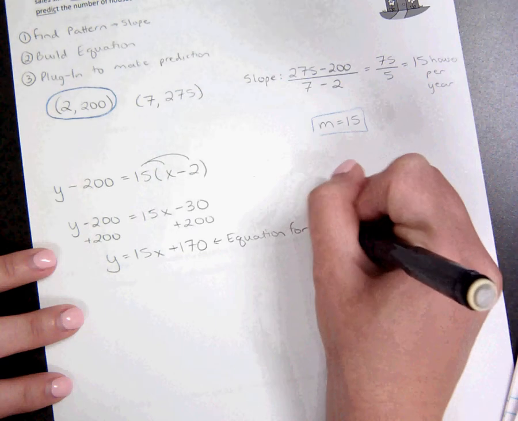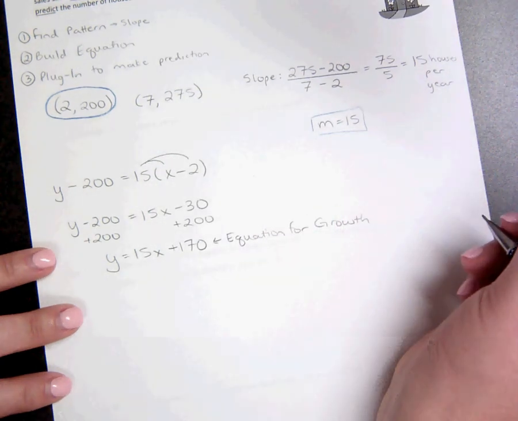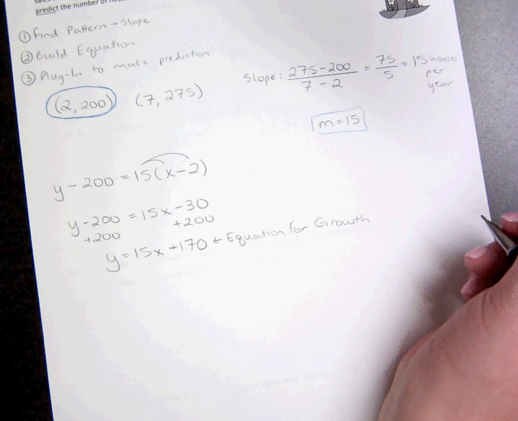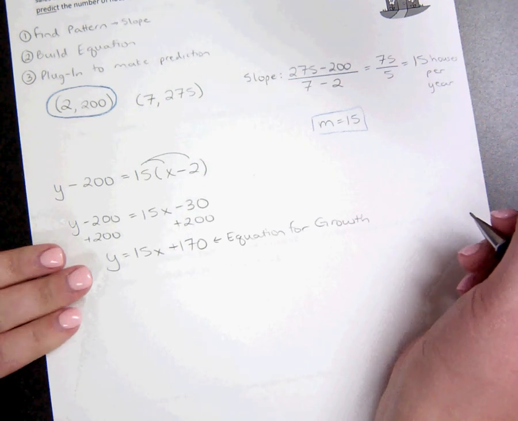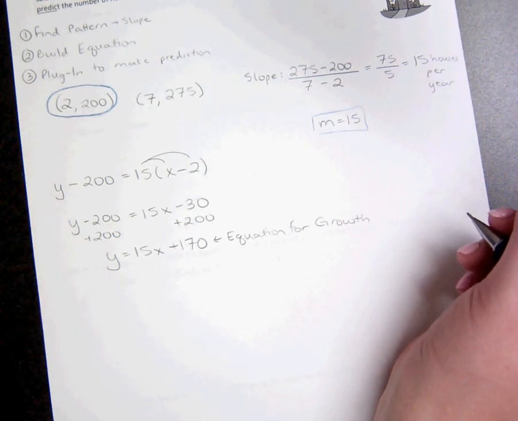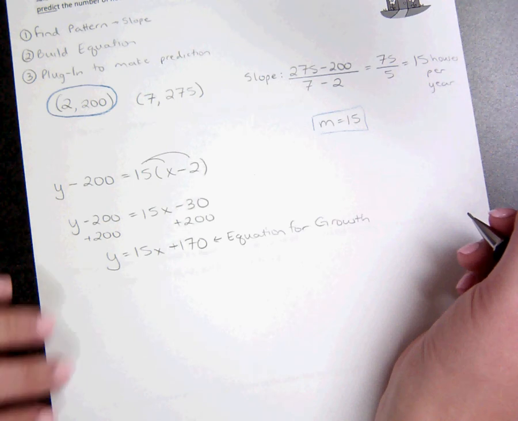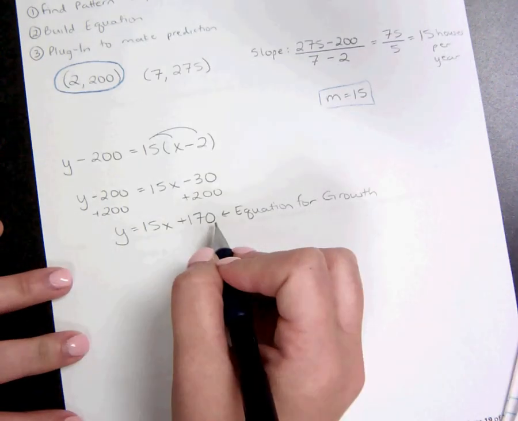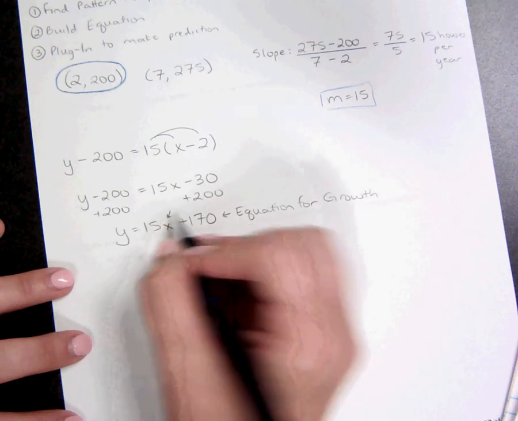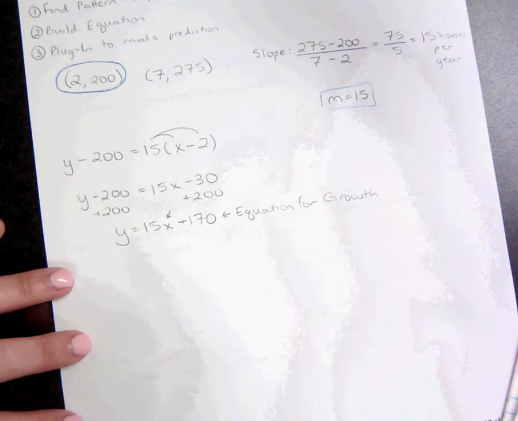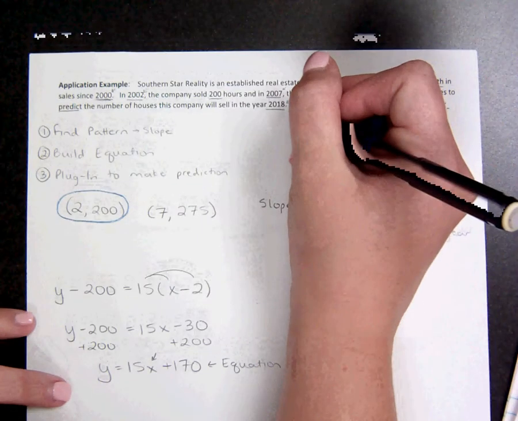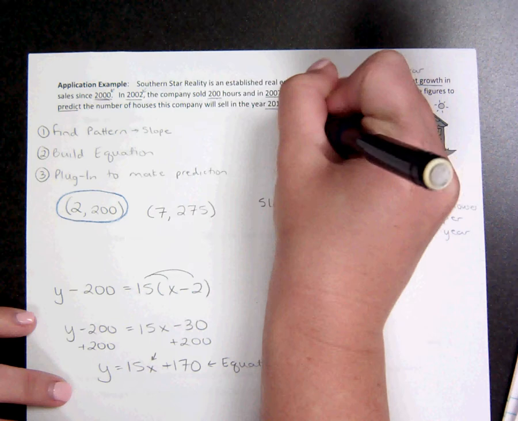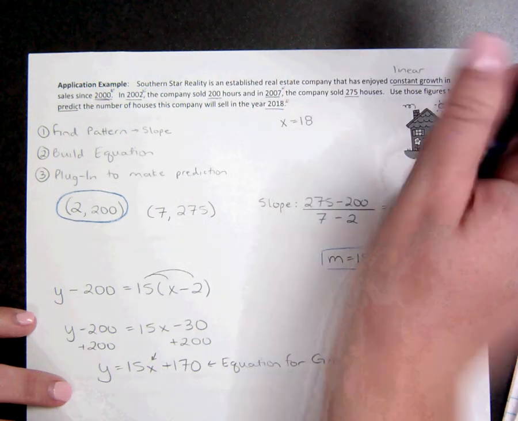And they pay analysts at real estate companies to figure these things out. They pay them big money to figure these things out. There's also very expensive software that someone created and made a lot of money off of to figure these things out. So we're doing it by hand, but people get paid big dollars to figure these things out and to write software to help. So now that we have this equation for growth, we can plug in any year we want and make a prediction to how many houses they will sell. The year they're interested in is 2018, so we're going to use 18 as our x value.